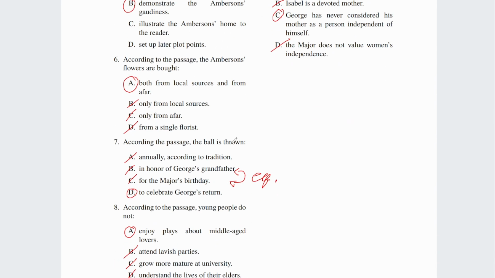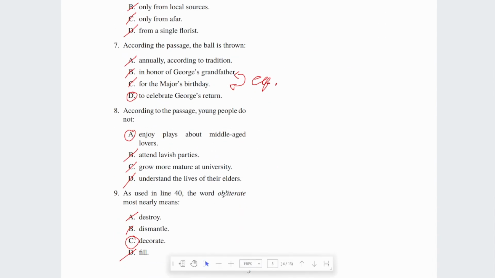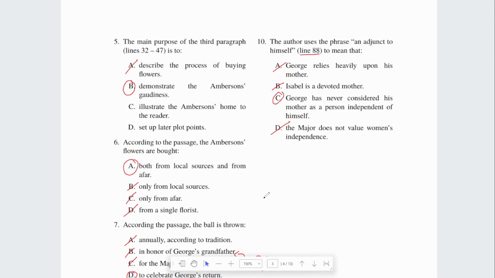If we're going to use a word like obliterate, as we did in this question, then we understand that gaudiness is what we're after, right? We're demonstrating what kind of people the Ambersons are, and namely that they are over the top, they are gaudy in the way that they throw these parties, at least.